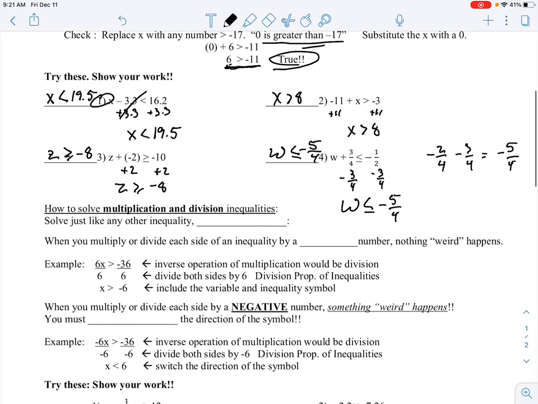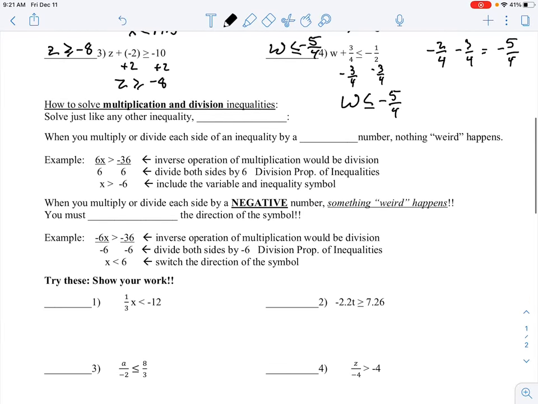That's addition and subtraction one-steppers, and then multiplication and division. We're going to solve just like we would any other inequality.